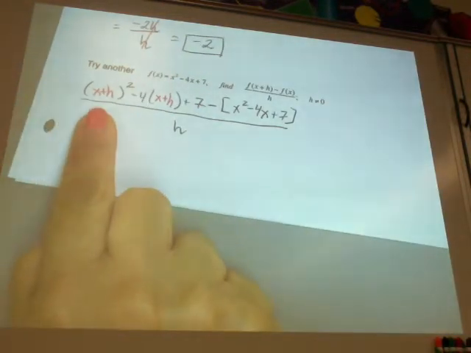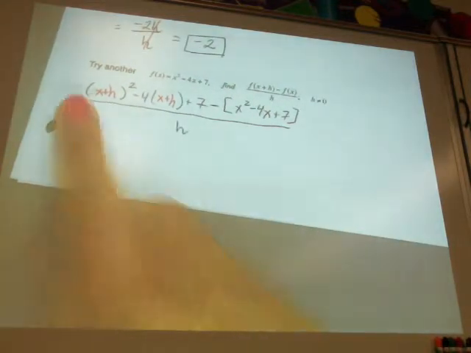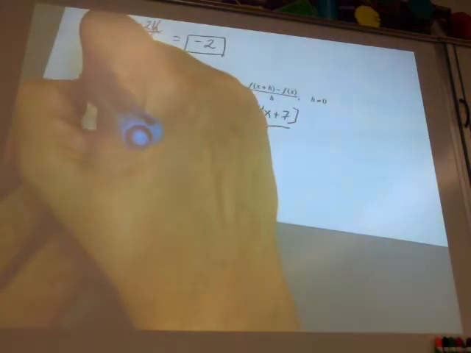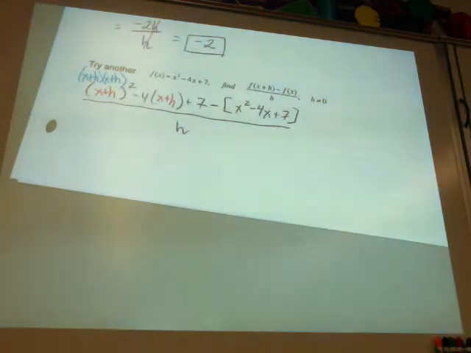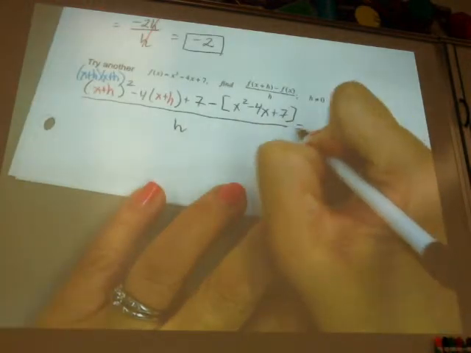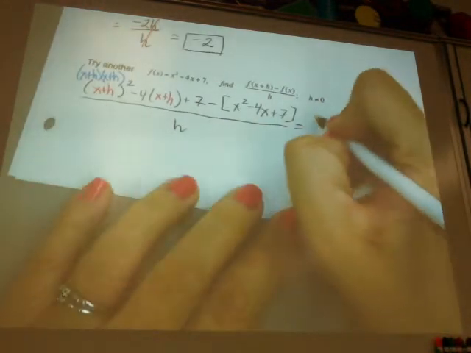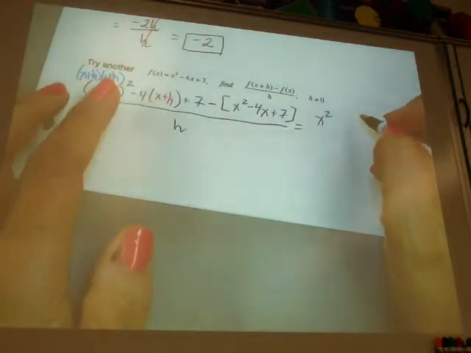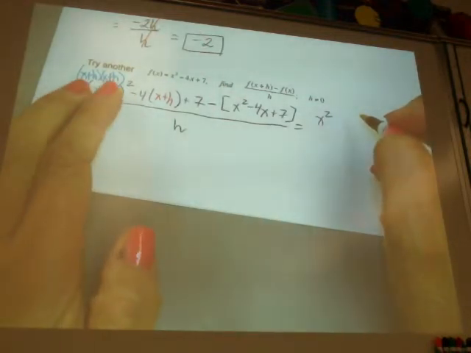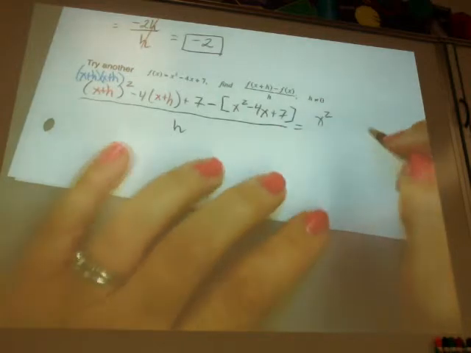You have to square this correctly. It is not x squared plus h squared. It has a middle term, right? This is x plus h times x plus h. You're going to get really good at squaring a binomial. So what does that give you? X squared, what's your middle term? 2xh, because you've got an xh here and an xh there.